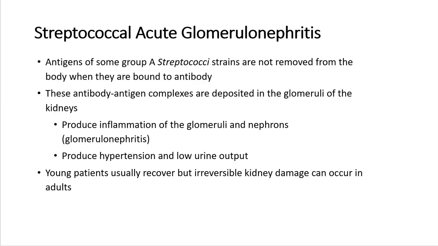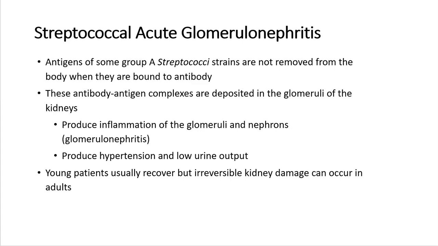Glomerulonephritis. This gets to be pretty interesting. This is an inflammation of the glomeruli in the kidneys. The antigen source is group A strep, our lovely little group A strep. The antigens of some group A strep strains are not removed from the body when they are bound, and this antigen-antibody complex can get deposited in the glomeruli of the kidneys. It will produce an inflammation, and it produces hypertension, high blood pressure, and a low urine output.